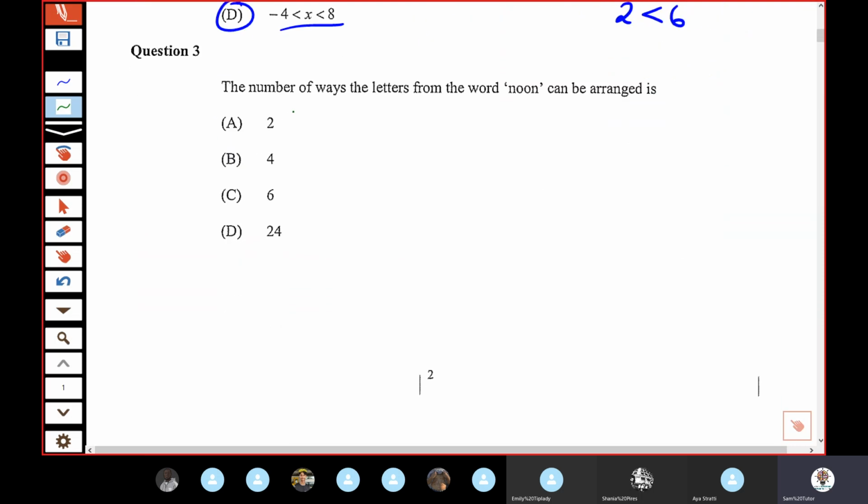Number 3, the number of ways the letters, and by the way, I'm working fast, but you guys got to start to learn to work fast as well, because you've only got an hour and a half to finish the paper. So we've got to think quickly.